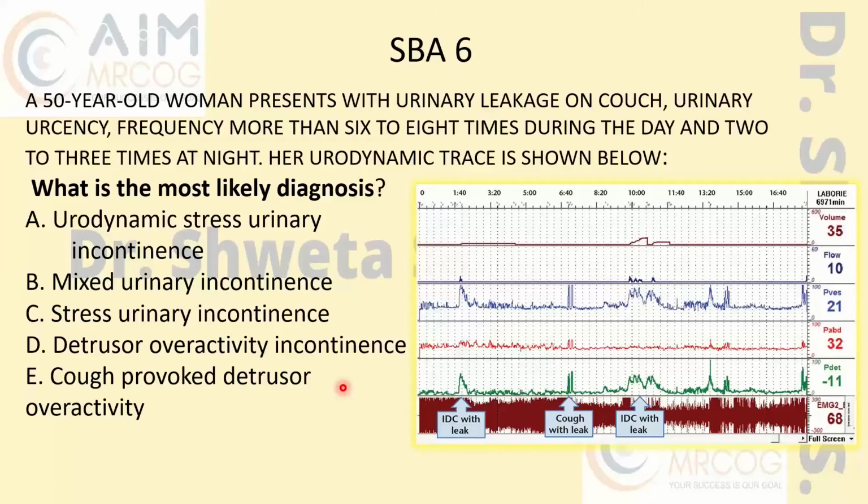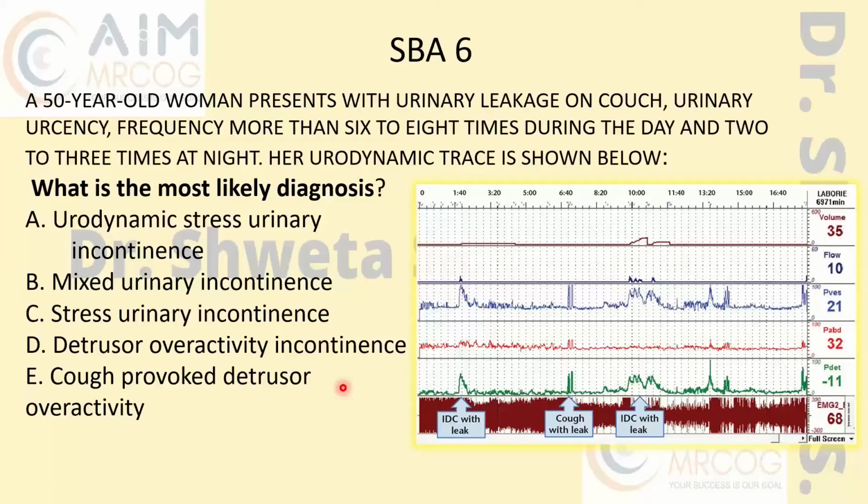A 50-year-old woman presents with urinary leakage on cough, urinary urgency, frequency more than 6 to 8 times during the day and 2 to 3 times at night. Her urodynamic study is shown below. Okay. So what is the diagnosis?